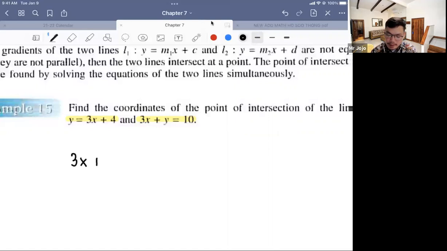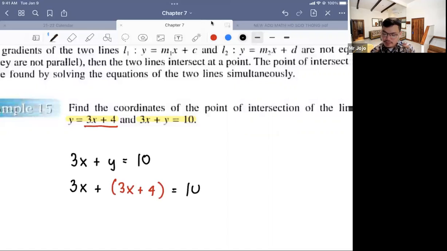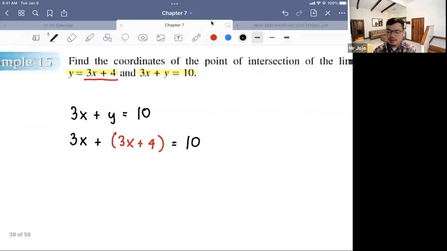So 3x plus y equals 10. By the substitution method, I'm going to substitute the equation of y, so 3x plus (3x plus 4) equals 10. That's how you solve for x and y. You already know this, guys. So 6x equals 10 minus 4, which is 6. Therefore x is equal to 1.